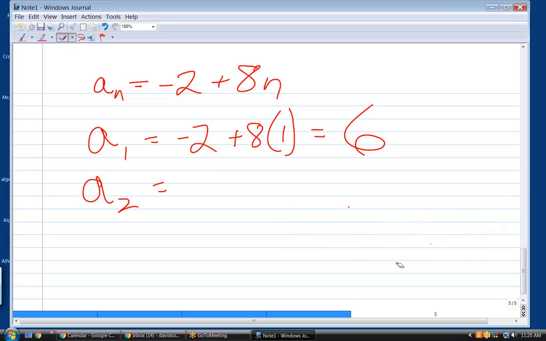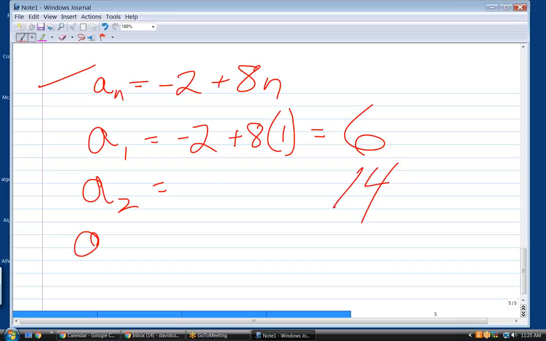So the most important thing for you to know is what the general formula of each is. But first of all, let's work our way through this problem. This is a very easy problem. What's the second term? Equals -2 plus 8 times 2. So -2 plus 16. So would it be 14?